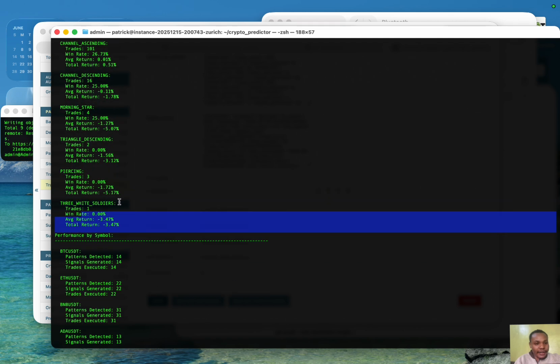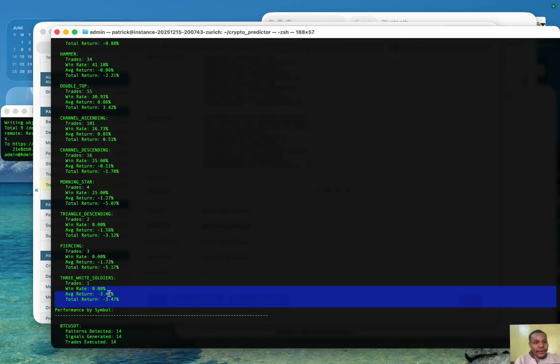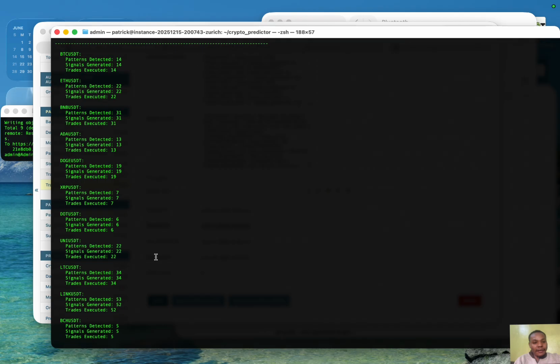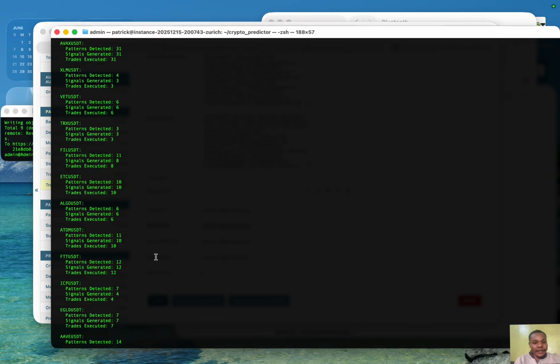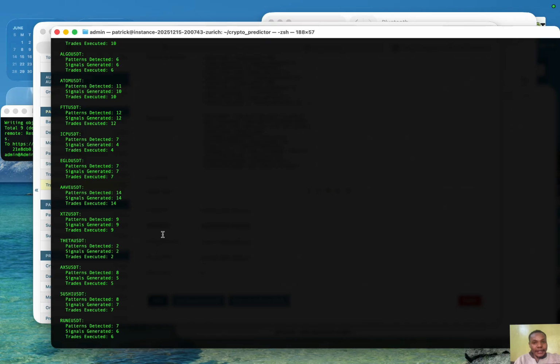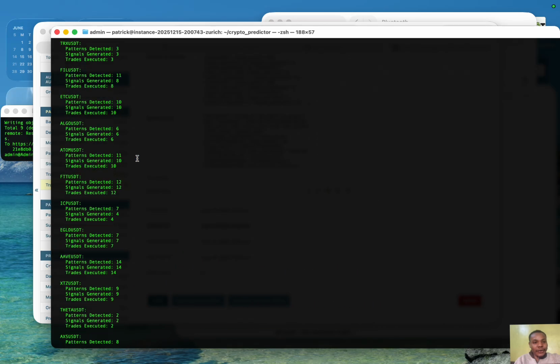For example, you can see that three white soldiers had a win rate of 0, piercing had a win rate of 0, triangle again a 0. So you can deactivate these ones, but that would lead to what is known as overfitting in trading. This means that you are working with a strategy that only worked with your backtest. So we didn't want to limit our strategy. We just want it to be natural.